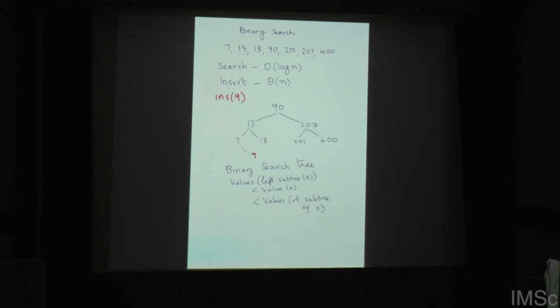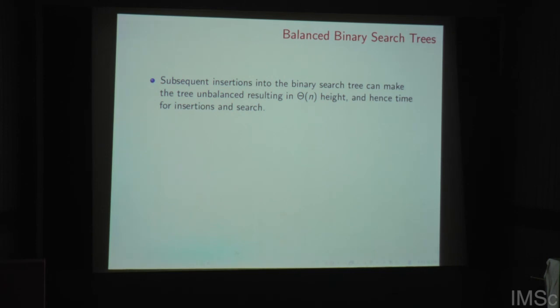If the input is in increasing order, I will take the median and create my binary search tree, so it will be balanced. Okay, so it's sort of dynamic. If I now insert another element, let's say 5, and then 3, and 1, and so on, quickly this whole tree can degenerate into an unbalanced tree. So I've not really solved the problem of being able to insert in logarithmic time. In particular, subsequent insertions into the binary search tree can make the tree unbalanced, resulting in linear height and hence linear time for insertion and search.